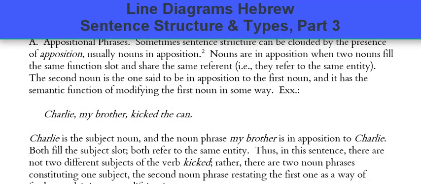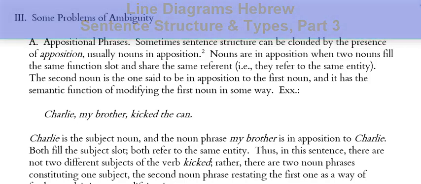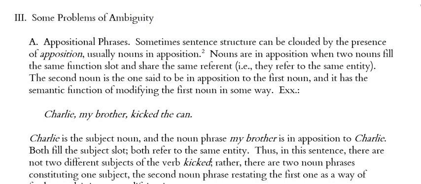Now, in this last part of the handout, we want to talk about some problem areas, particularly with ambiguity. There are going to be some sentences that are ambiguous in terms of their syntactic or grammatical structure, and these are going to be examples of places where you might wrestle with some ambiguity. So first of all, let's talk about appositional phrases.